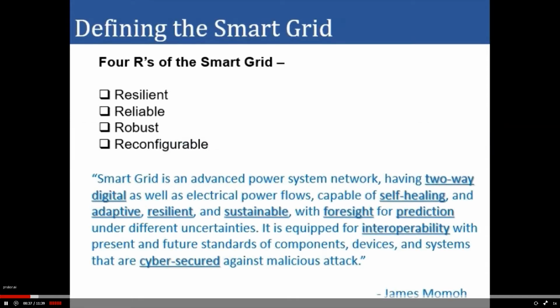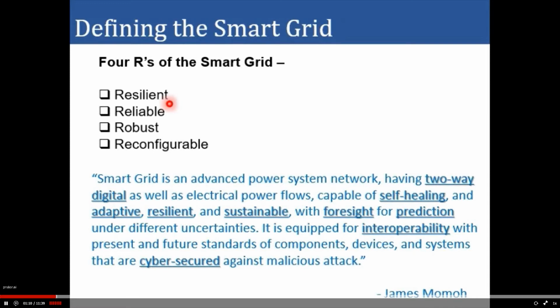So, let us see the definitions of smart grid technology which are given in literature. We'll start with the 4 R's of smart grid, that is resilient, reliable, robust, and reconfigurable. So, if the power system network is resilient, reliable, robust, and reconfigurable, it means that it can be considered as a smart grid network. Now, what is resilient?